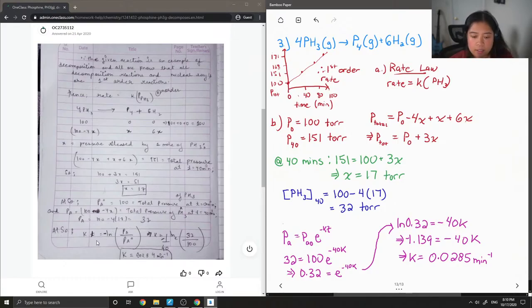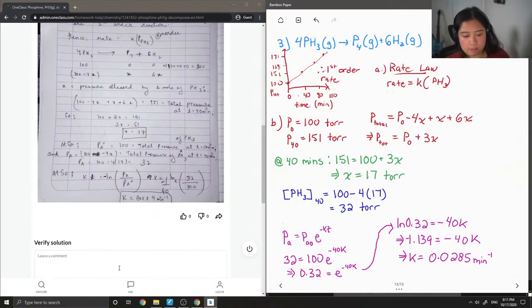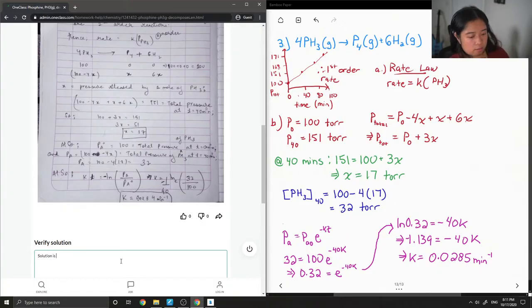And then they solved for K. So they used a different equation, but it's pretty much the same thing. Yeah, they just simplified it and then subbed in the values, and then they got the same K value of 0.0284-ish. So this solution is correct.